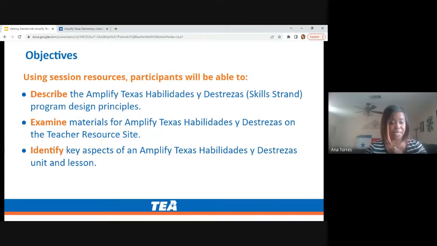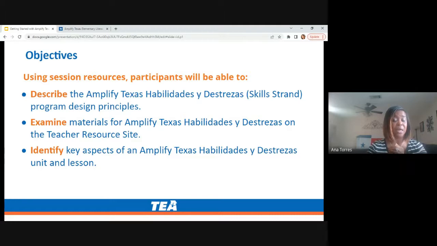Our second objective is examining, having a chance to look at, those materials for Amplify Texas Habilidades y Destrezas on the teacher resource site. So those of you who have access can go on the site, but I will also go live for those of you who do not, and we'll be able to look at those resources and materials that are there.